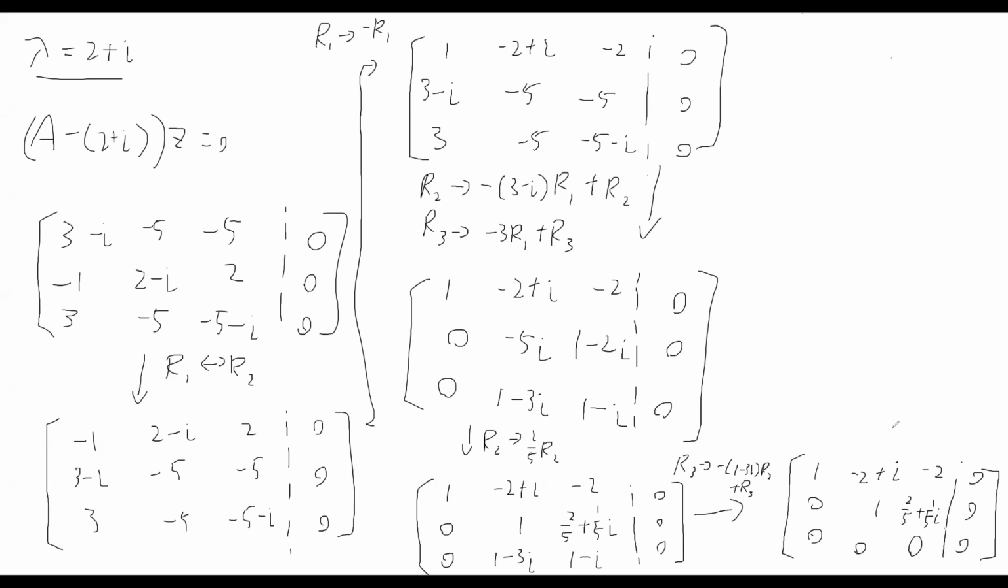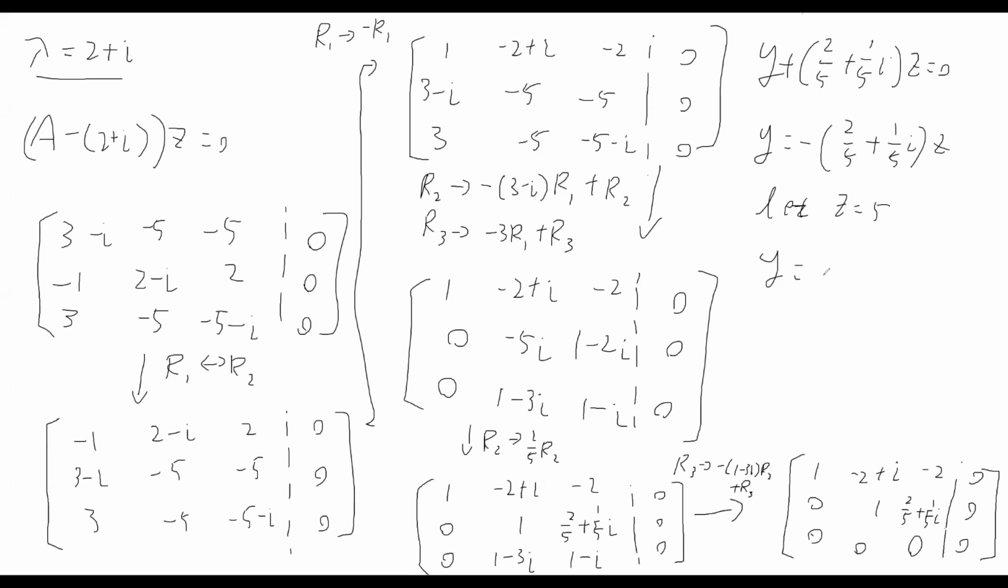If we look at the equation row 2, that actually tells us that y plus 2/5 plus 1/5 i z is equal to 0. That means y is negative 2/5 plus 1/5 i z. Okay, so if we let z be equal to 5, then y can be a little nicer, which is negative 2 minus i. Sorry, minus i. Right? And then we can plug that into the first row to get x.